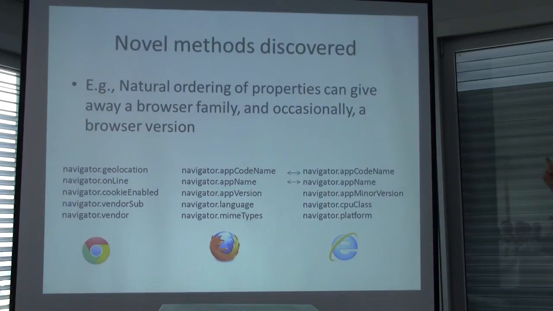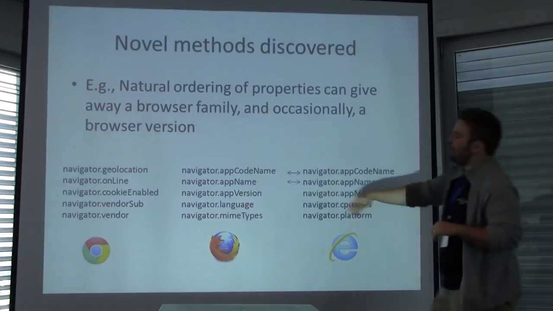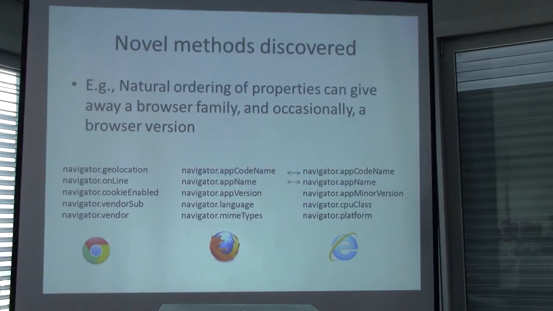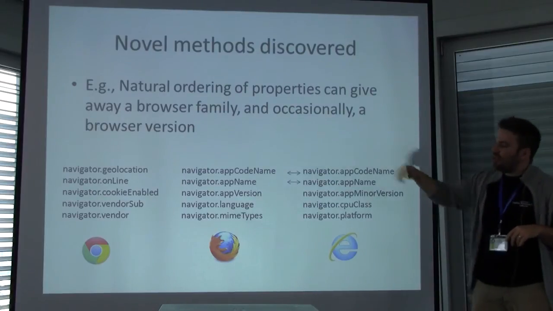The first thing is that the natural ordering of properties can give a browser family away, and occasionally the browser version. And what does that mean? If you go to Chrome and you say, Chrome, please show me all the attributes of the navigator object, and I'm not saying developer tools, I'm saying using the construct in JavaScript for-in, just listing all your JavaScript properties, then that's what you get: geolocation, online, cookies enabled, and so on.